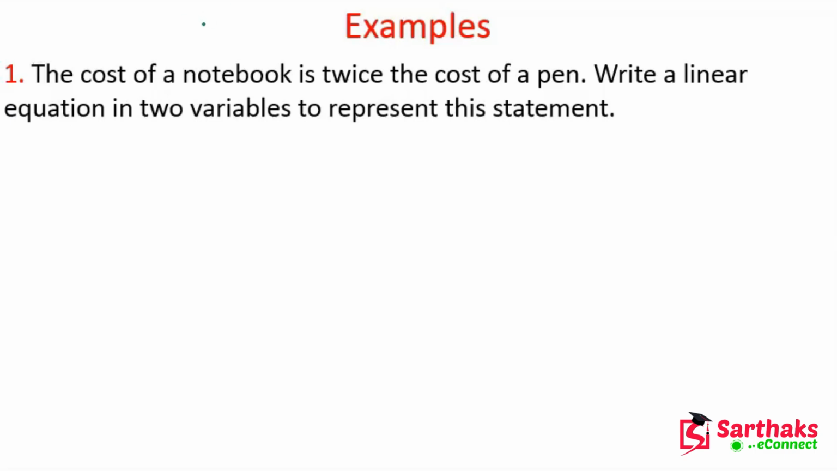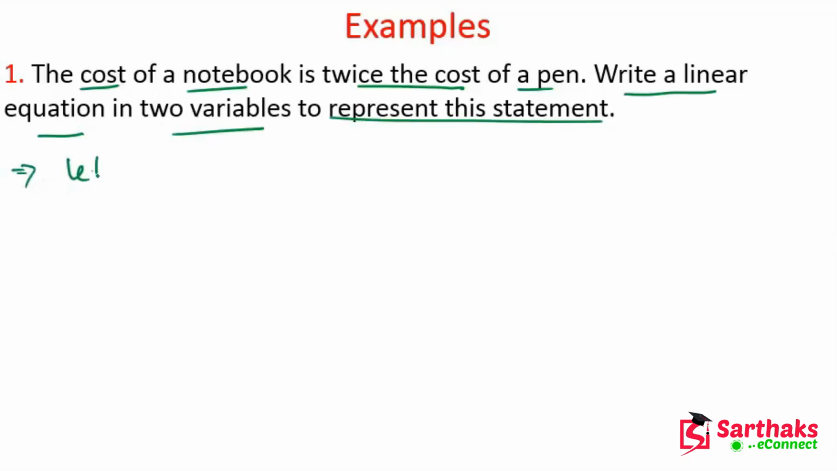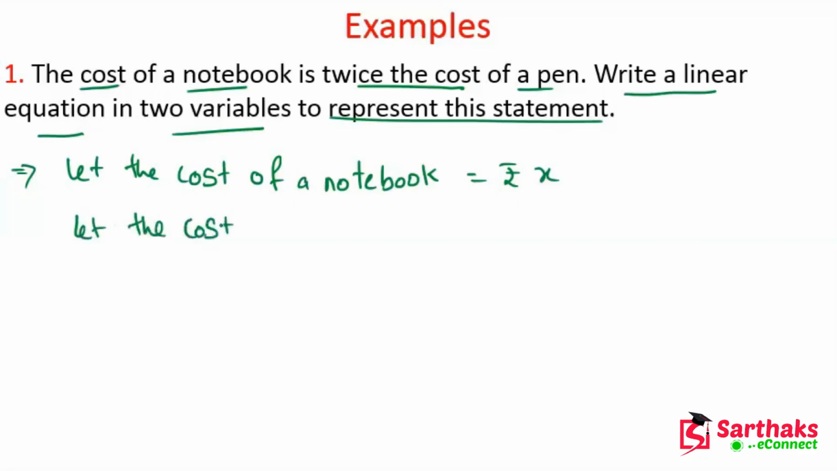Question number 1 is: the cost of a notebook is twice the cost of a pen. We have to write a linear equation in two variables to represent this statement. Let's start the solution. First of all, let the cost of a notebook be rupees x, and let the cost of a pen be rupees y. So we have the cost of a notebook and the cost of a pen, which are x and y.